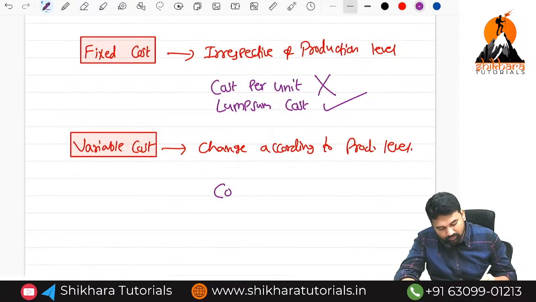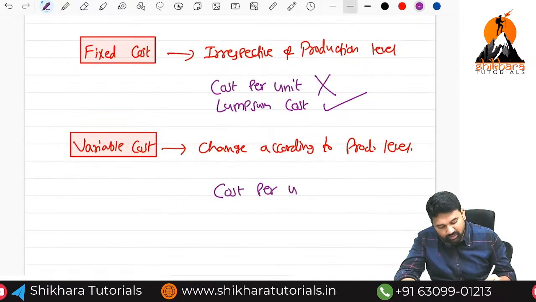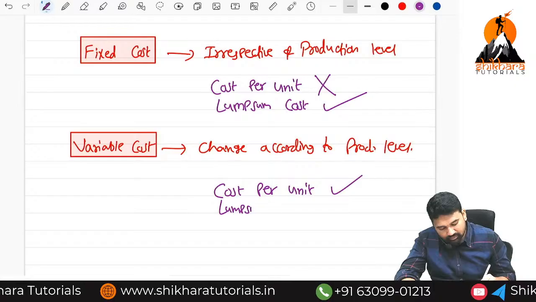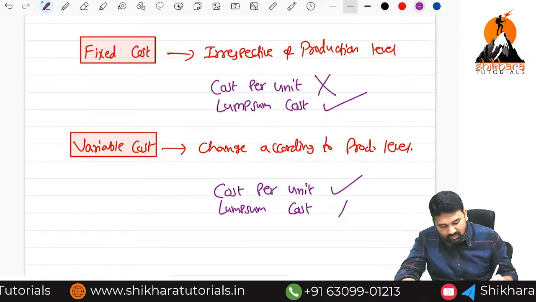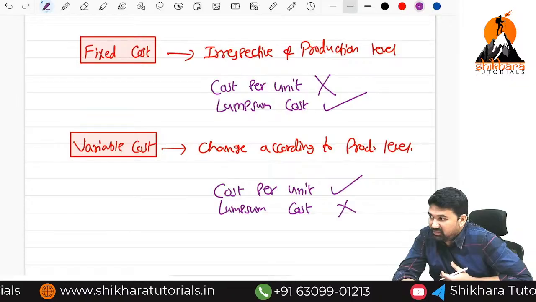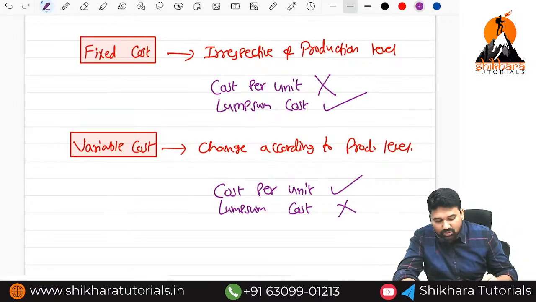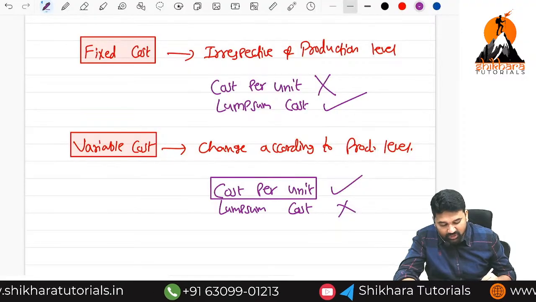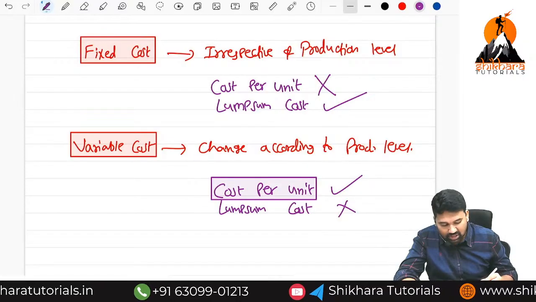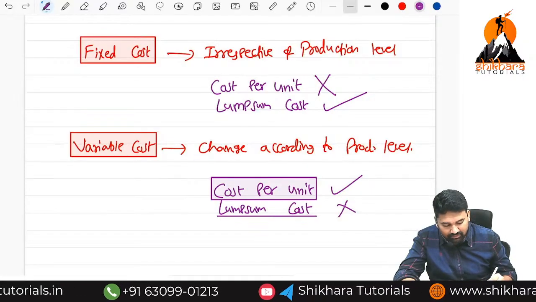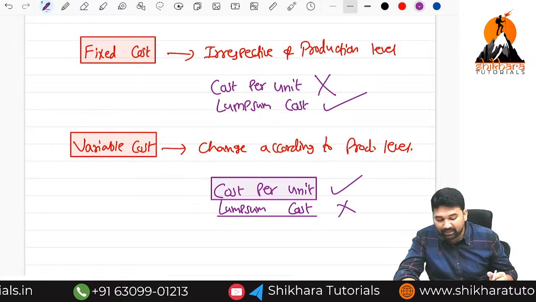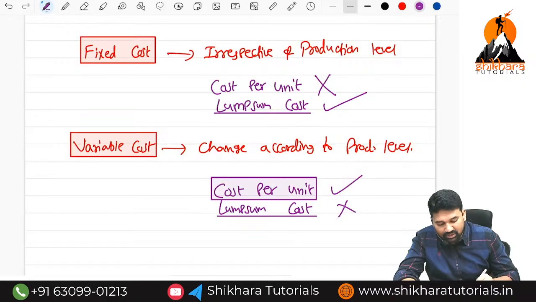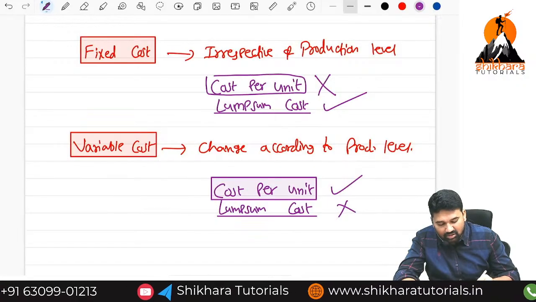So in variable cost, cost per unit is fixed. Lump sum cost is not fixed. These are the very important points. Cost per unit is fixed in case of variable cost, but as a lump sum it will vary. And in fixed cost, lump sum it will be fixed, but cost per unit is not fixed.